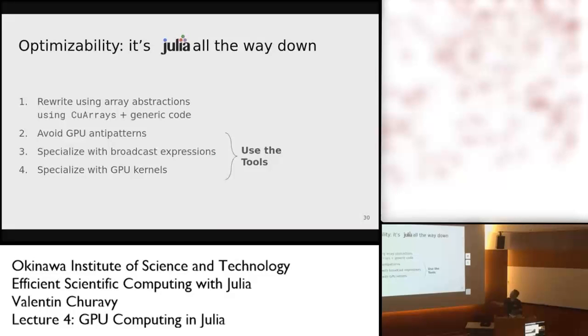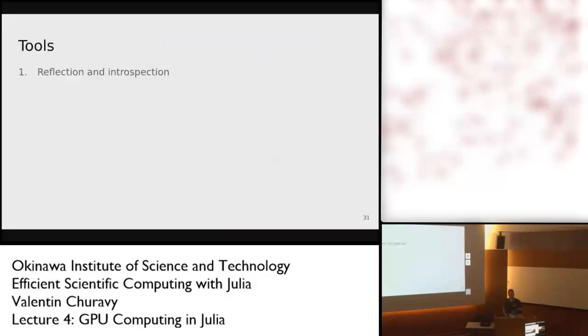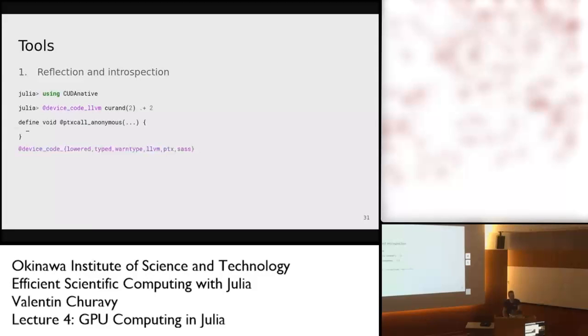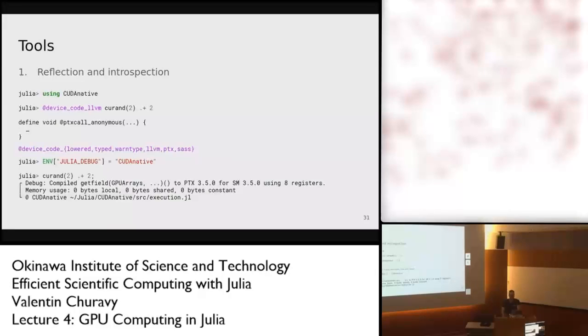And in order to figure out these parts, we have tools available. So reflection and introspection, I mentioned that earlier. We have device code, which tells you all the details you ever wanted to know. You can set the environment variable JULIA_DEBUG for CUDAnative, and then you get debug information about the kernel launch. So this kernel is being launched, optimized for PTX version 3.5 with shader model 3.5, and it's using 8 registers.